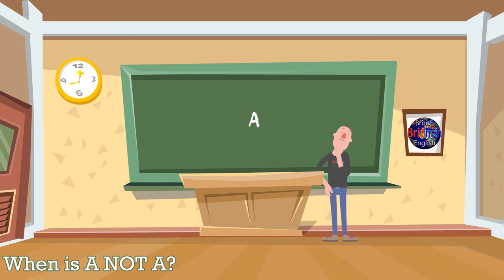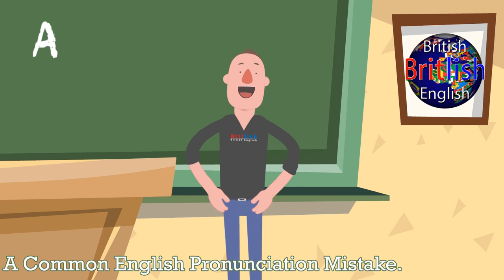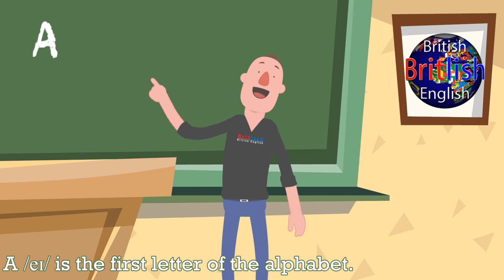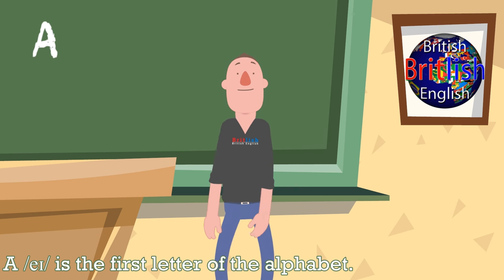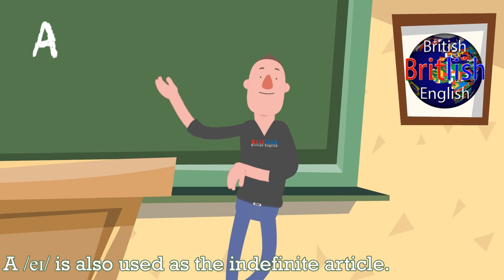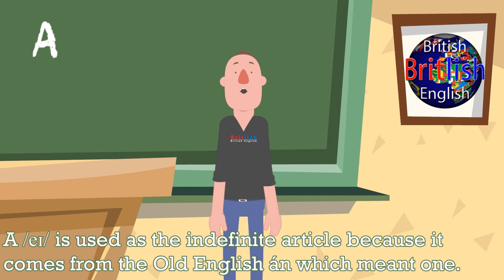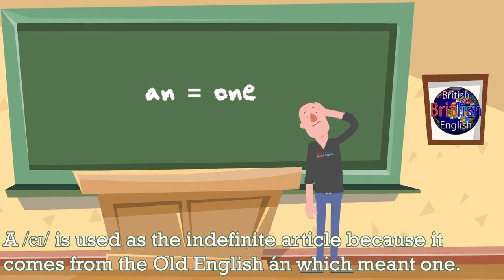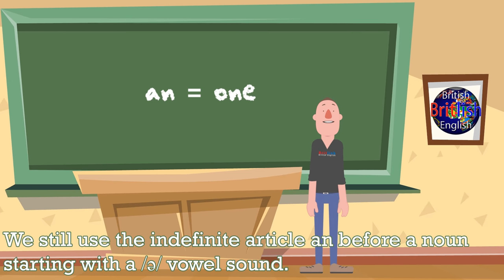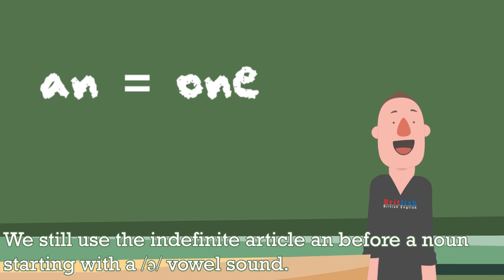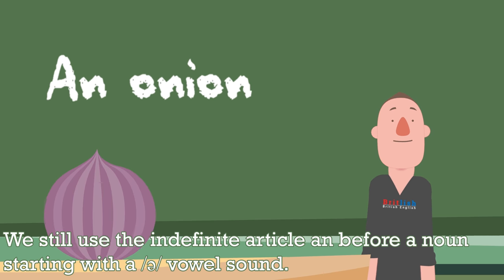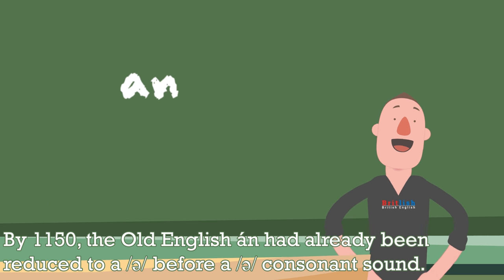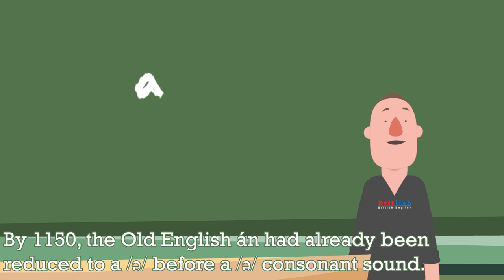When is A not A? A common English pronunciation mistake. A is the first letter of the alphabet. A is also used as the indefinite article. A is used as the indefinite article because it comes from the Old English an, which meant one. We still use the indefinite article an before a noun starting with a vowel sound. By 1150, the Old English an had already been reduced to a before a consonant sound.